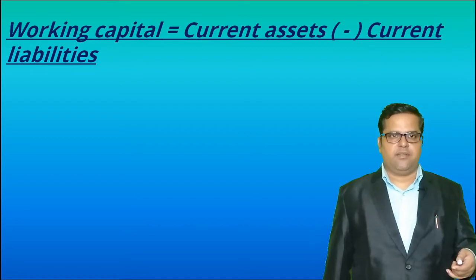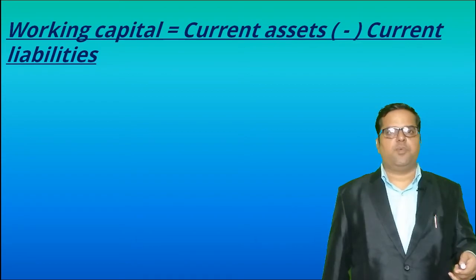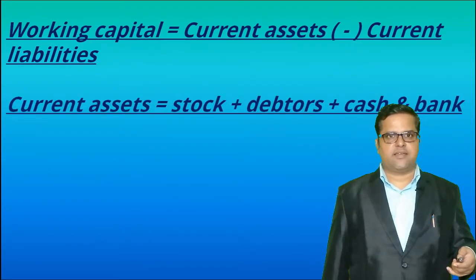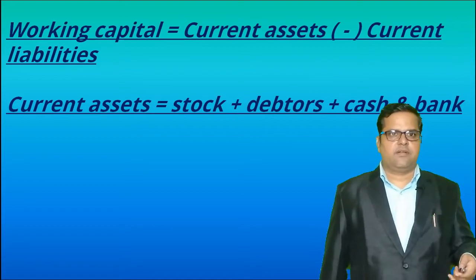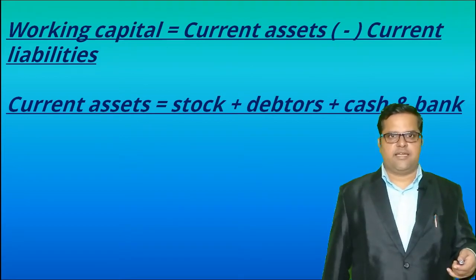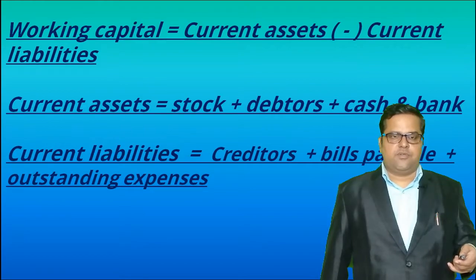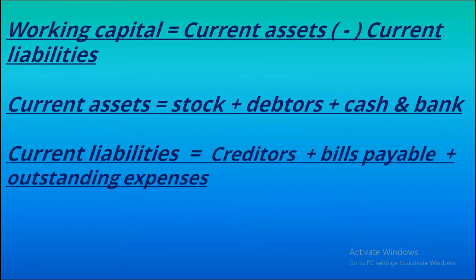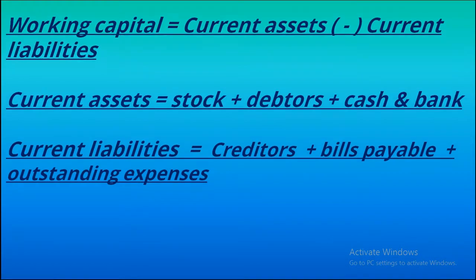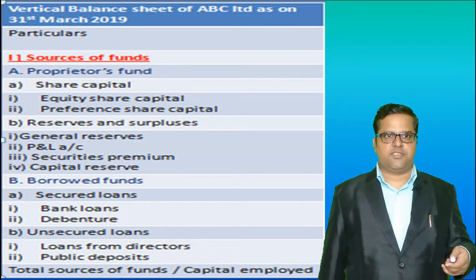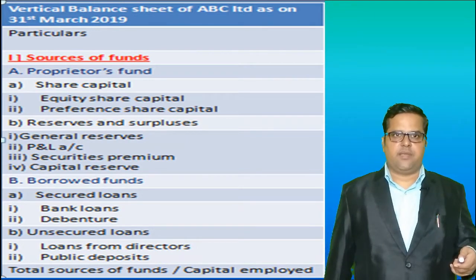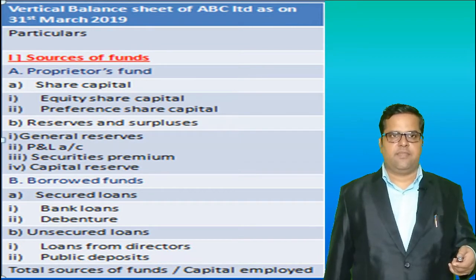Third subheading is working capital, which means capital required to meet day-to-day expenditures of the company. The formula for working capital is current assets minus current liabilities. Current assets include stock, debtors, cash and bank, bills receivable, advance tax, etc. And current liabilities include creditors, bills payable, outstanding expenses. Now let us see the vertical format of balance sheet. The heading will be like vertical balance sheet of ABC Limited as on last date.